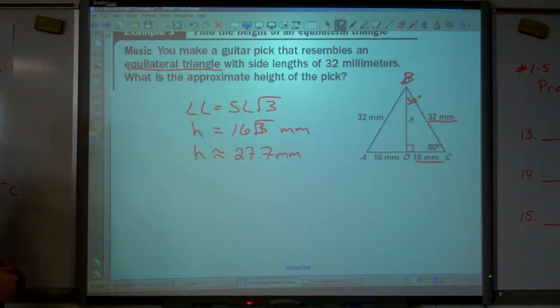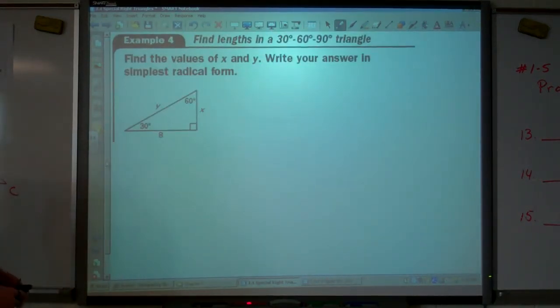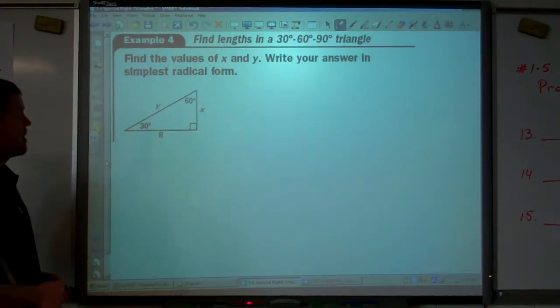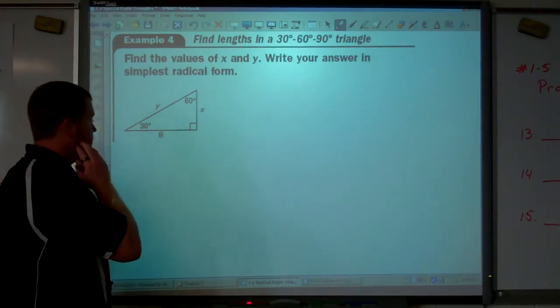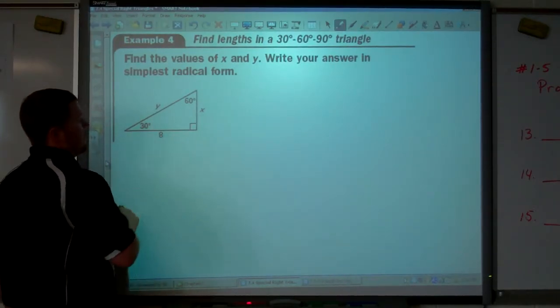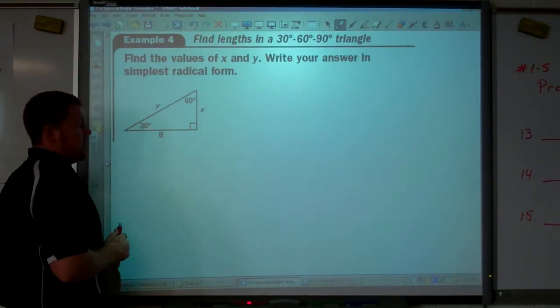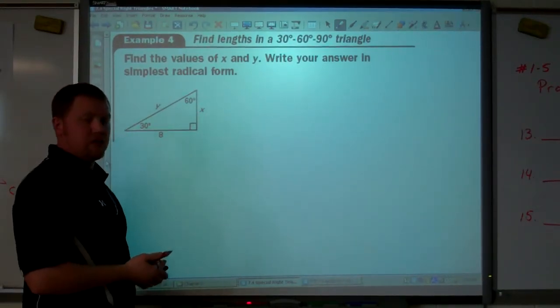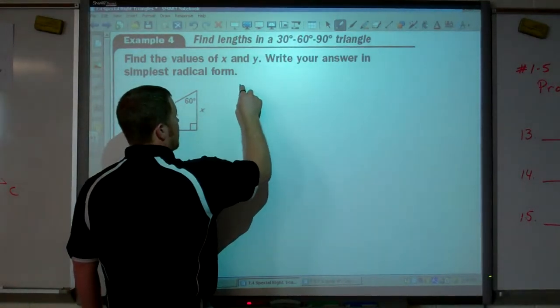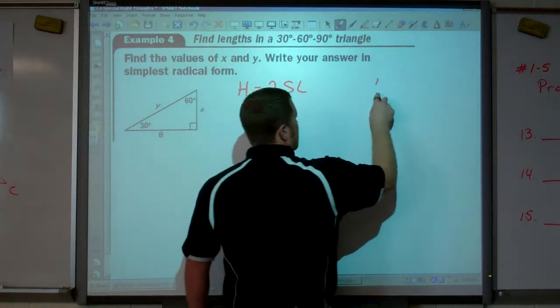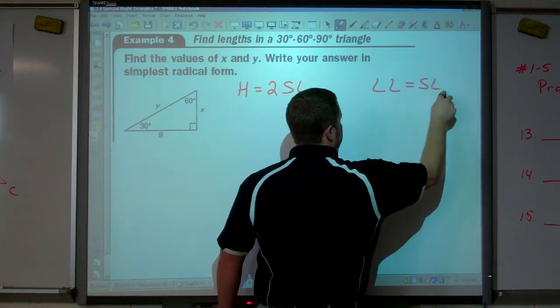Okay? Find the values of x and y. Write your answer in simplest radical form. So now we're not plugging it into our calculator, we're keeping it with a radical. Alright, so we have a 30, 60, 90. We have x, y, and then 8. Now, if you don't know which equation to start with, write them both. We have the hypotenuse equals 2 times the shorter leg, and the longer leg equals the shorter leg times the square root of 3.